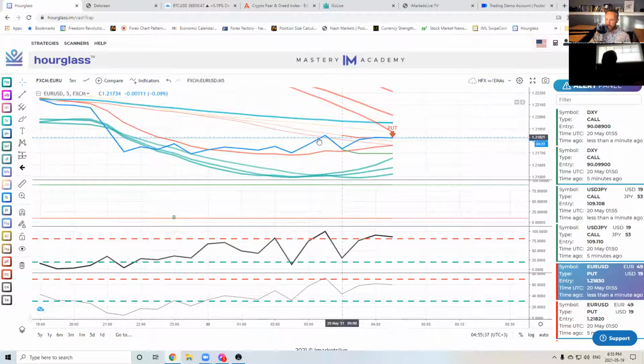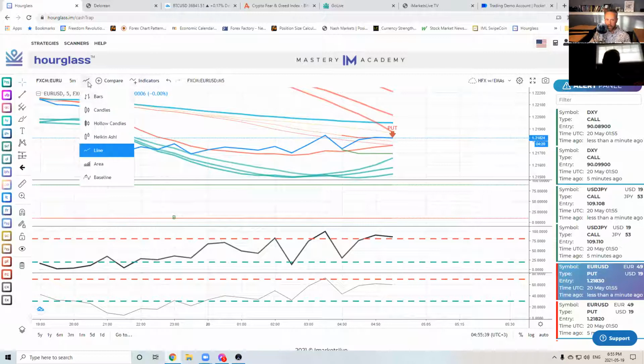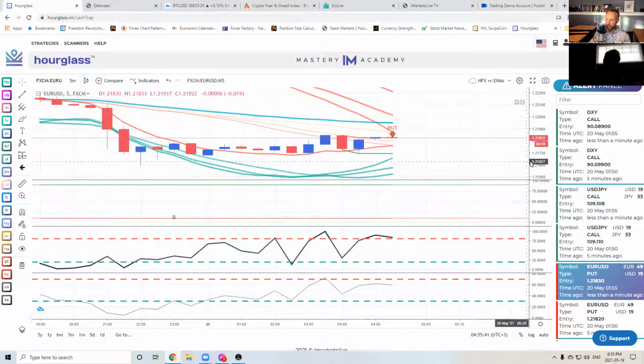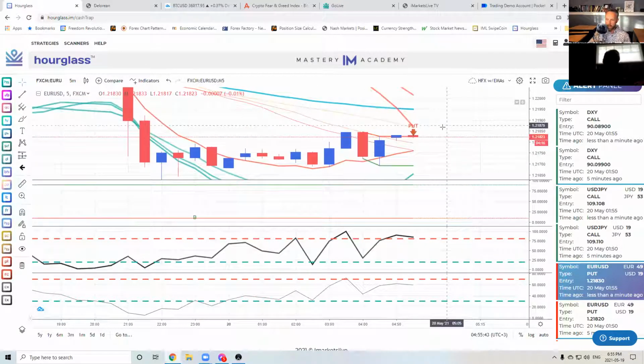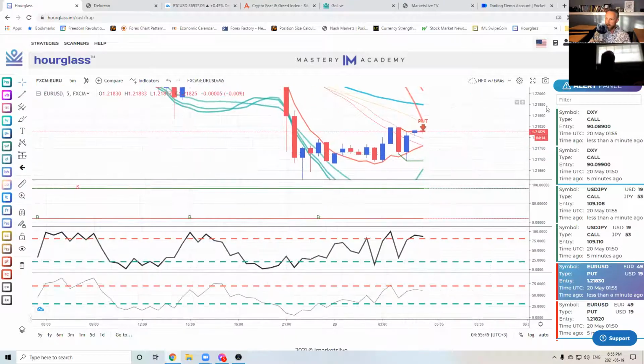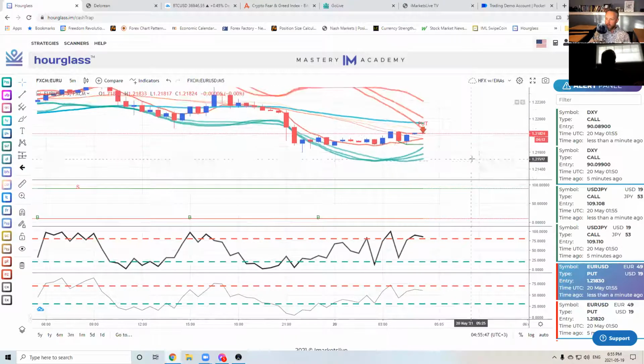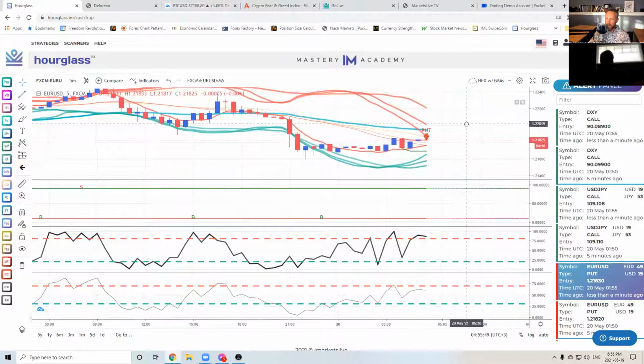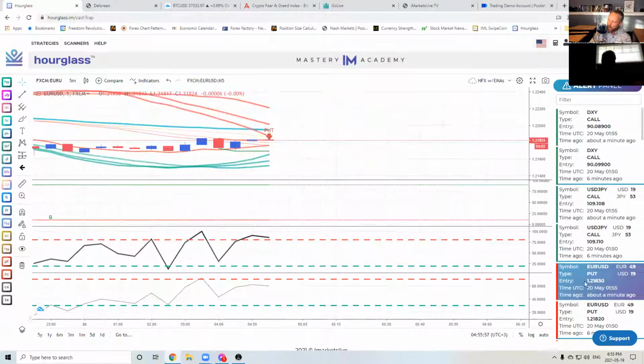Anyway, I'm going to change this back to candles because that's the way I see the markets. We're going to do that right now. There we are. Now, what you're looking for, guys, is that when you trade Hourglass or we trade Cash Trap, we're looking for confirmations. We collect confirmations. So we're looking at Euro USD right now.